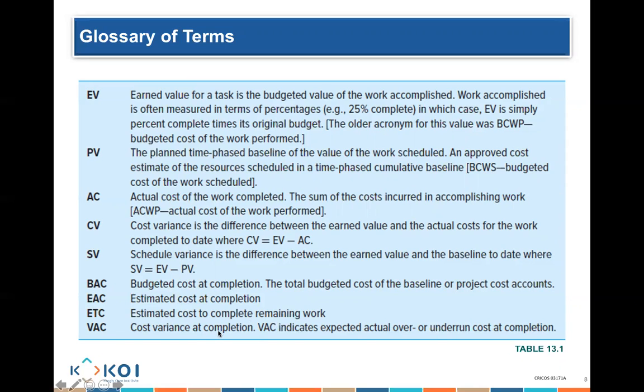Variance at completion is really the difference between what I was budgeted to complete and what I'm now estimated to complete. So any new estimate that is beyond what I was budgeted is going to cost me more money to really do.